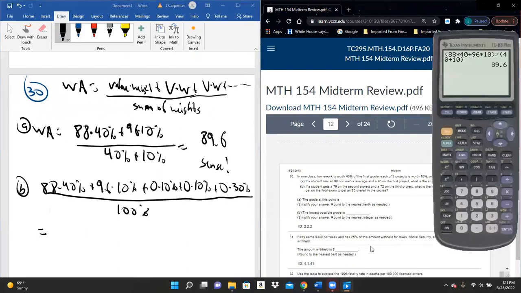All right, so parentheses, 88 times 40 plus, this calculator's annoying, 88 times 40 plus 96 times 10 plus, now if I'm adding a bunch of zeros, I know I don't even really need to show that. I can do 0 times 10 plus 0 times 10 plus 0 times 30, but they're all going to be 0. So I'm actually just going to think and say the rest of the stuff's 0. The top number will actually be identical.